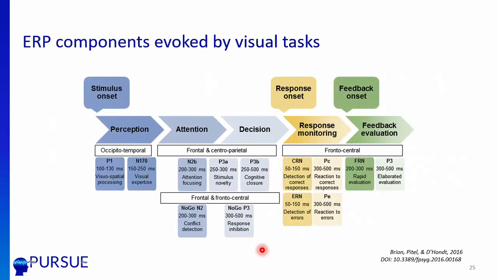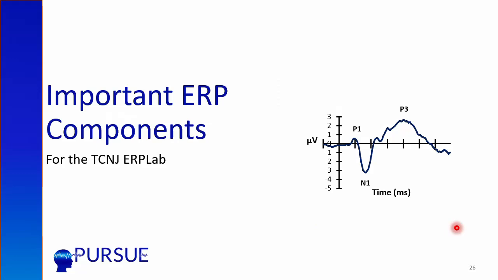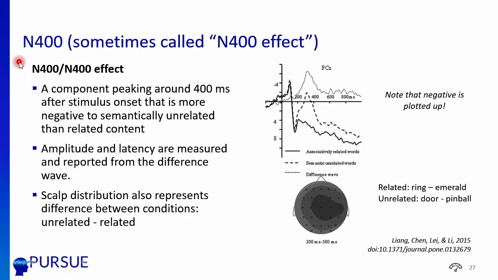So here are some common ERPs that you can see here, and you can find more descriptions of these online and in other research studies as well. Now, I do want to focus on the ERP components that are most important to our lab. These are memory-related ones that we investigate. So one of the ERPs that we study is called the N400.